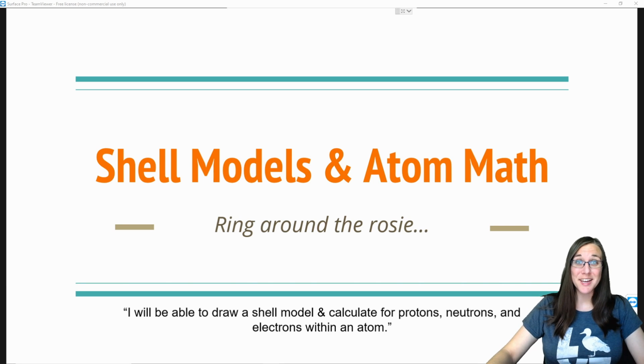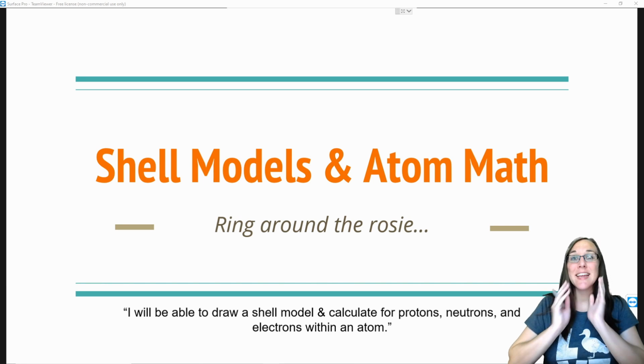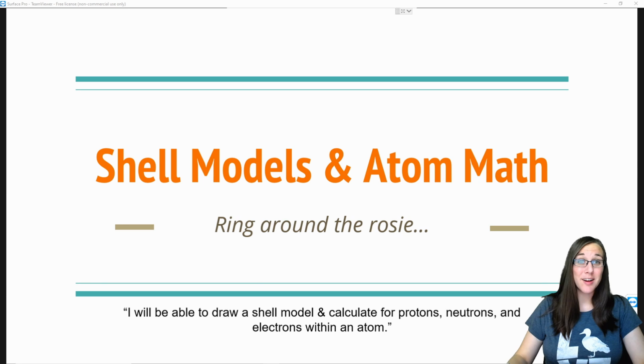Protons, neutrons, electrons, oh my! Today we're going to be learning how to draw shell models to represent atoms and also how to calculate the number of protons, neutrons, and electrons using some atom math.